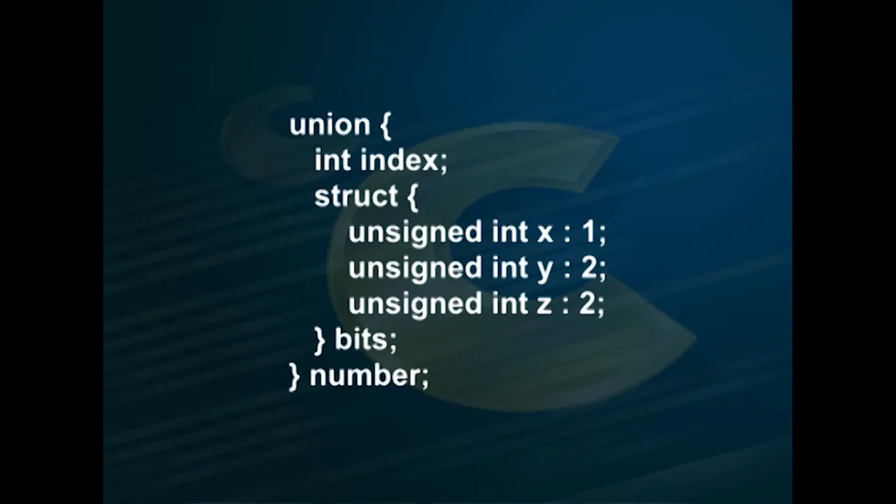Now, let us see another example. union { int index; struct { unsigned int x:1; unsigned int y:2; unsigned int z:2; } bits; } number; Here we have a union made up of a single int type variable and a structure. The structure is composed of 3 bit fields named x, y and z. The variable named x is only 1 bit wide. The variable y is 2 bits wide and is adjacent to the variable x, and the variable z is 2 bits wide and is adjacent to y.